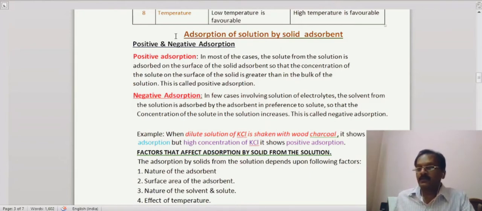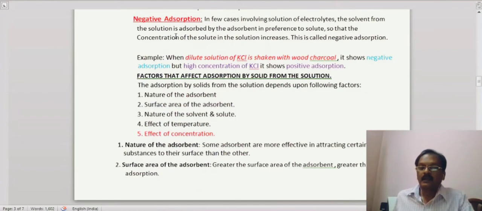Now the adsorption from a solution by a solid depends on certain factors. This adsorption depends upon the following factors. One is the nature of the adsorbent, second the surface area of the adsorbent, third the nature of the solvent and solute, fourth the effect of temperature, and fifth the effect of concentration. Now let us study the effect of concentration first, then I'll come to the next one.